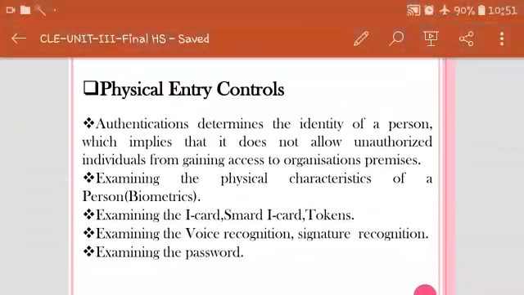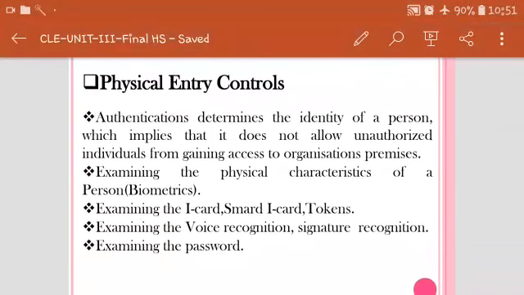Also we discussed the man trap and TEMPEST. We discussed the issues for physical security, then the technical issues, then the operational issues of security concern. Now, physical entry control.